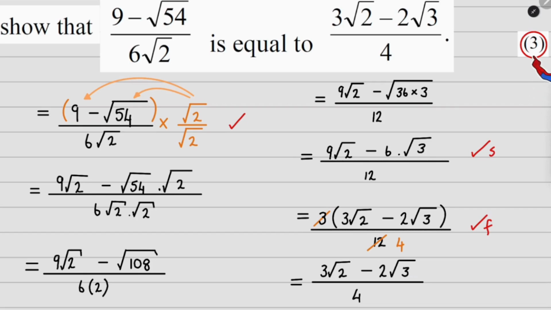And your 3 marks in this question: 1 will come from multiplying by that root 2 over root 2. The next will come from simplifying this mess into this pretty little thing. The 3rd mark comes from your factorization. And you don't get marks for this because they gave it to you.